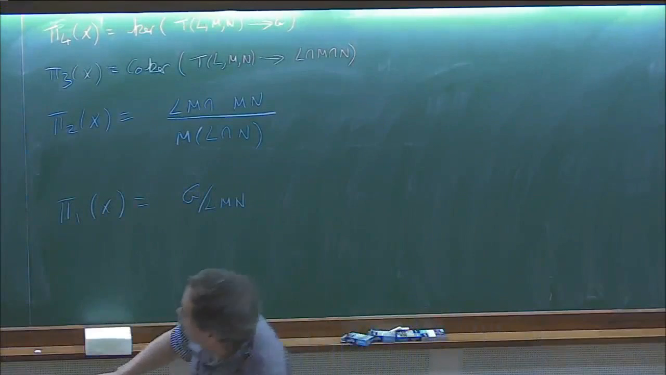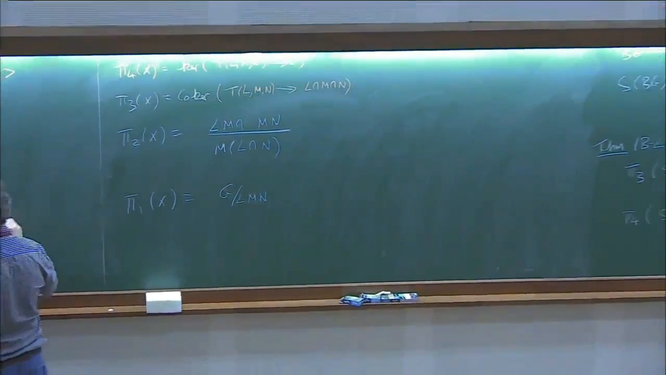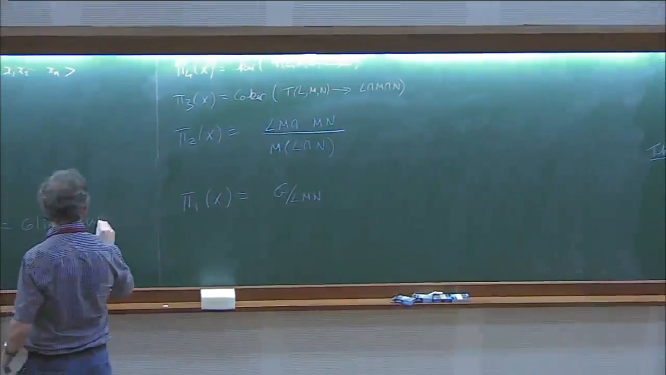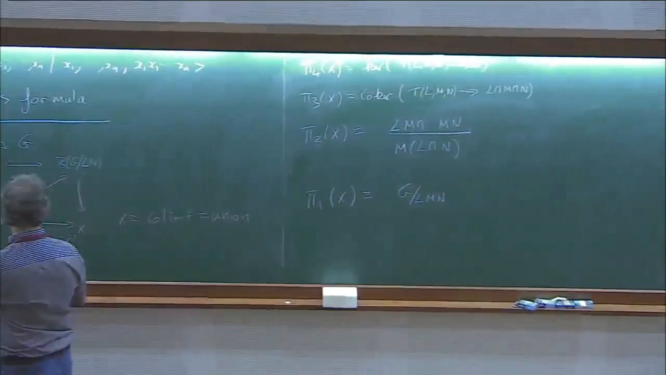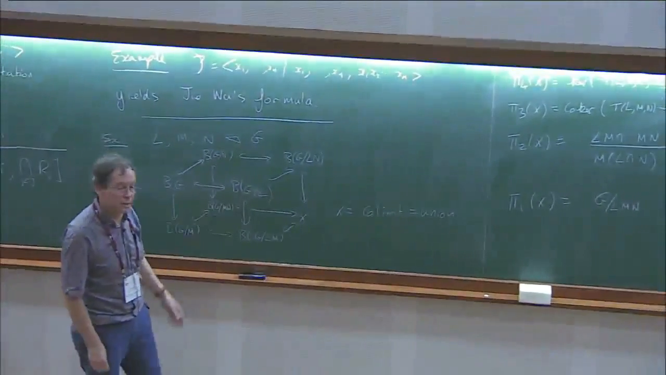X is, so I started with my group and the three normal subgroups. I built all but the last corner of this space of inclusion, this cube of inclusions. And then I took X equals the colimit of the diagram, which to me means the union of all these classifying spaces. So if I take all of those classifying spaces and I take their union, that's my X.